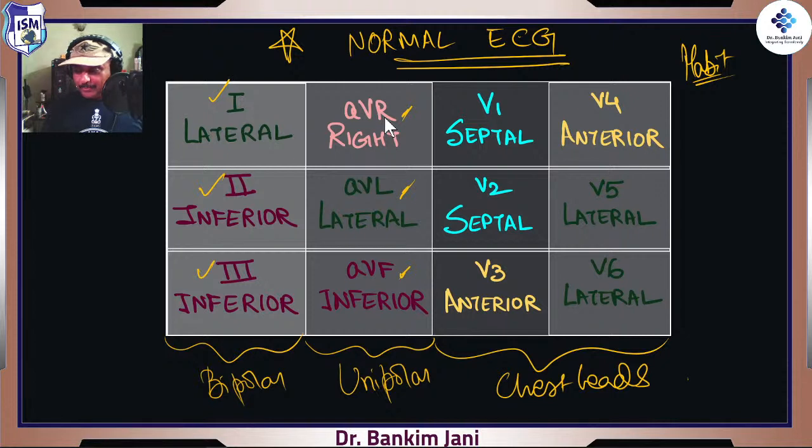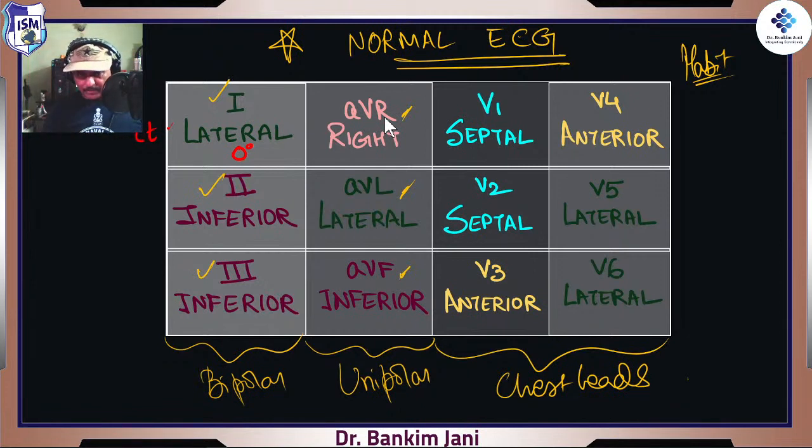Now, to this we have added, you can do it like this when you want to practice. Just write 1, 2, 3, AVR, AVL, AVF, V1, V2, V3, V4, V5, V6, and then try to fill up the spaces. Say, for example, here we have written 1. Where was 1? Well, 1 was on the left side, right? It was at what angle? It was at 0 degrees. So it will watch what? It will watch from the left lateral side. Perfect.